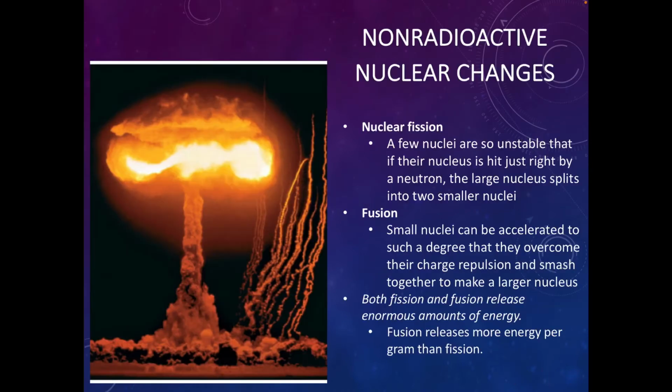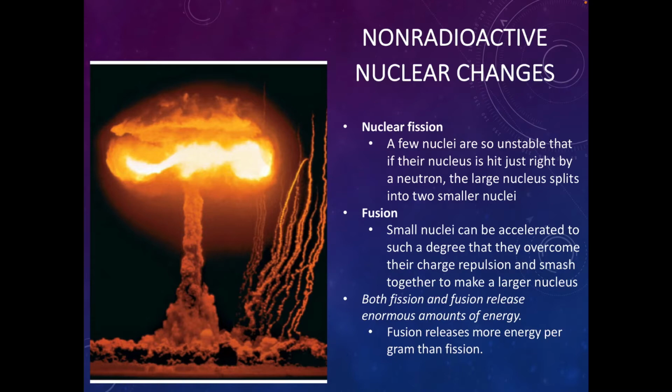So here we go. Today we are looking at non-radioactive nuclear changes, so changes that are happening to the nucleus that are not because of radioactive decay. Two main things here: fission and fusion. In fission, we have nuclei that are really, really large and really unstable, usually because of the neutron to proton ratio that we talked about last time, or they just may have greater than 83 protons in their nucleus. So they're really unstable.